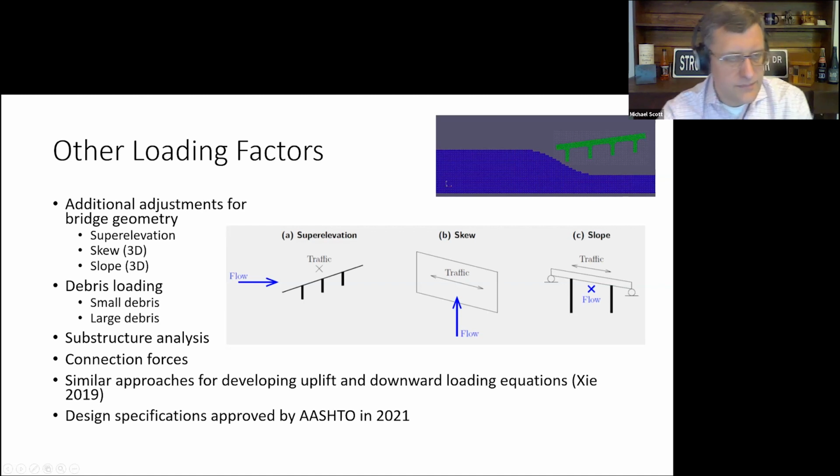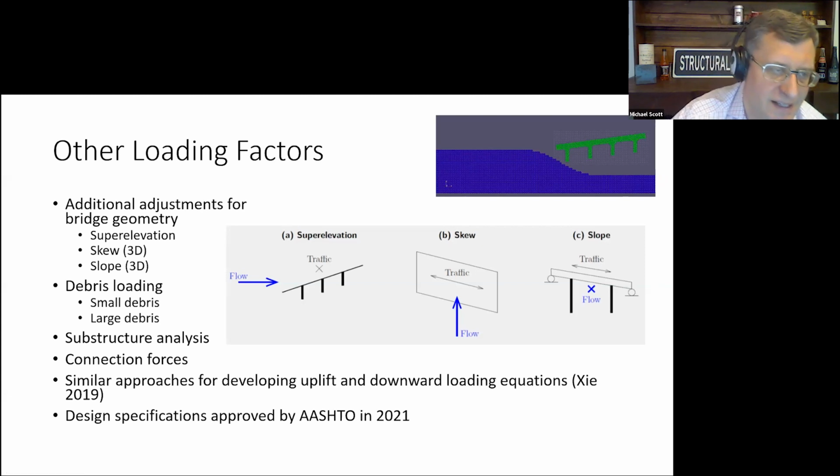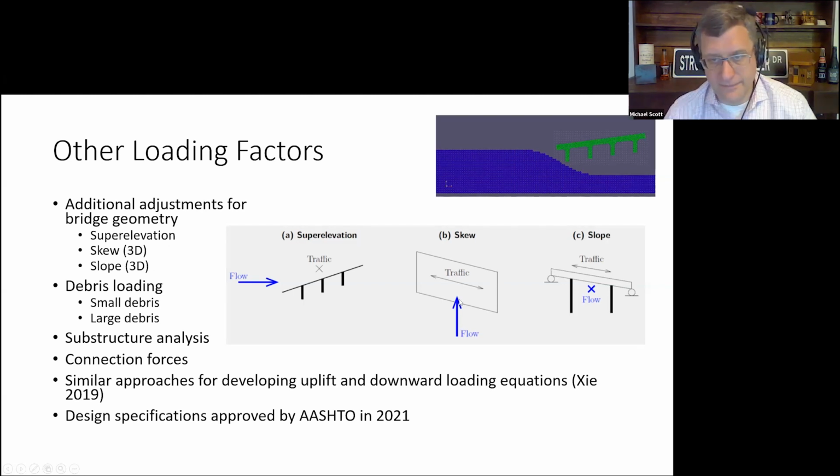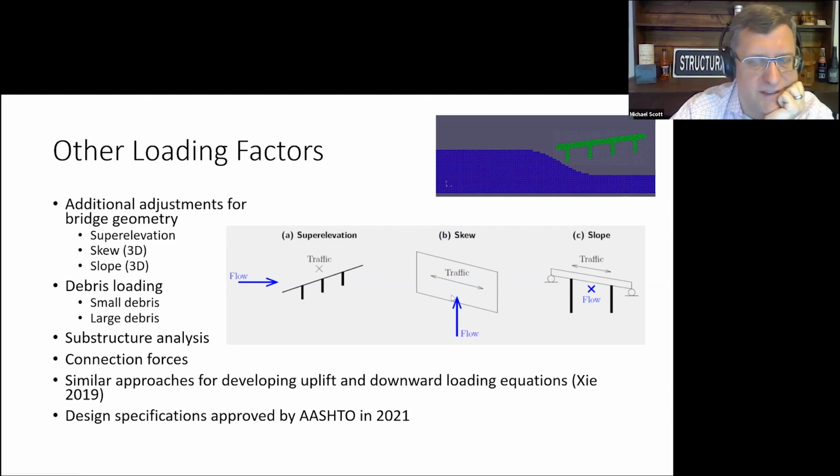It gets very complex very quickly. All right, but some of the work by Dennis Estrade and Ian Buckle at University of Nevada, Reno, they looked at some of the 3D effects, all right, or effects that you can't represent in 2D models. They looked at skew and slope, all right, for flow or tsunami flow around skewed bridges, right, which gave us some different distributions of connection forces at different points on the bridge, connections from the superstructure to the substructure. Also, Dennis and Ian are looking at debris loading on bridges.